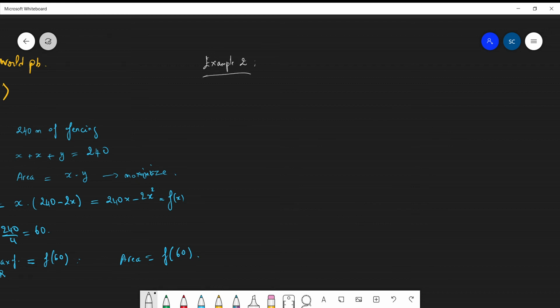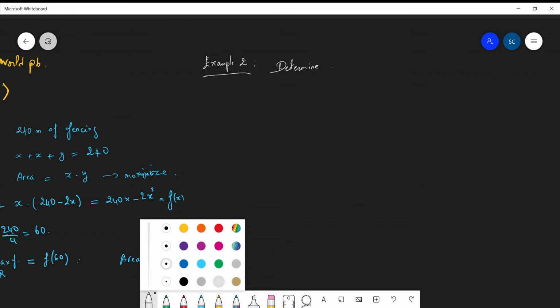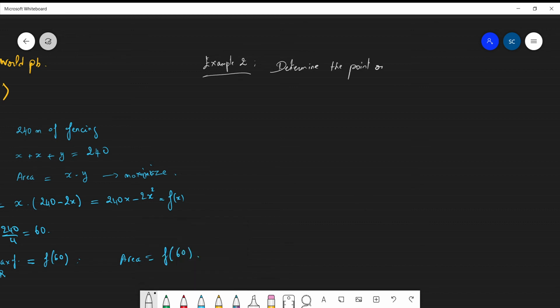Example 2, look how the problem is set. Determine the point on the parabola whose equation is y2 equal to x, that is closest to the point 1, 4. No, not this parabola, it's this one, not the usual parabola. Okay, so this is our problem.